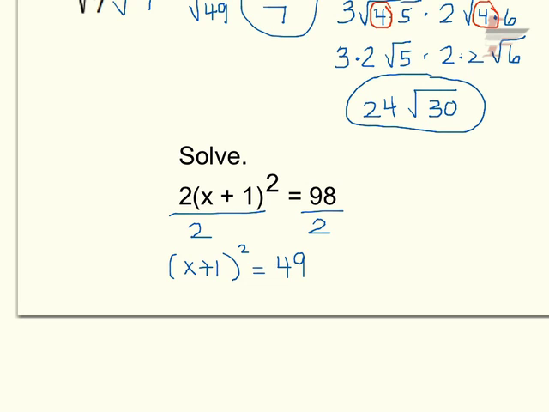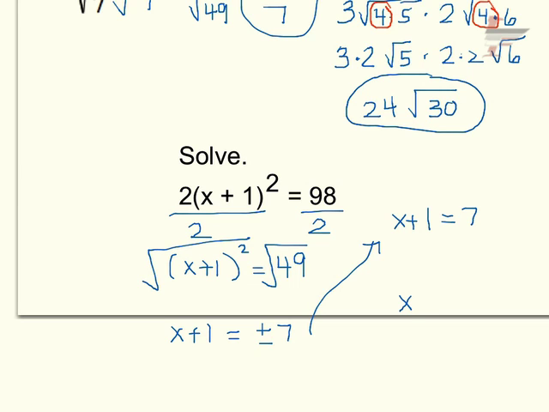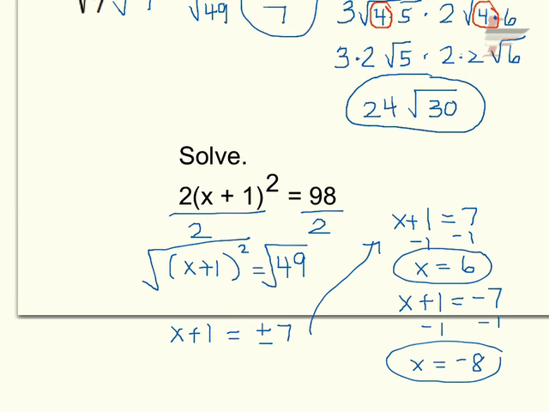And then instead of FOILing again, I'm just going to get rid of that square by square rooting. So that leaves me with x plus 1, and of course anytime you square root in a solving situation, it's plus or minus 7. So I'm going to come up here, x plus 1 equals 7, and x plus 1 equals negative 7 if I separate those, and of course I'll subtract 1. So x is going to equal 6, and it's also going to equal negative 8. Piece of cake.